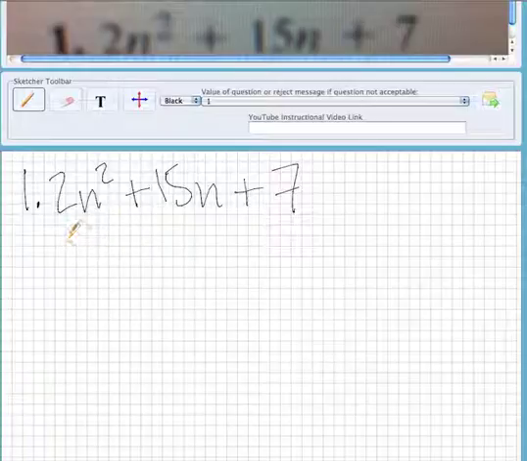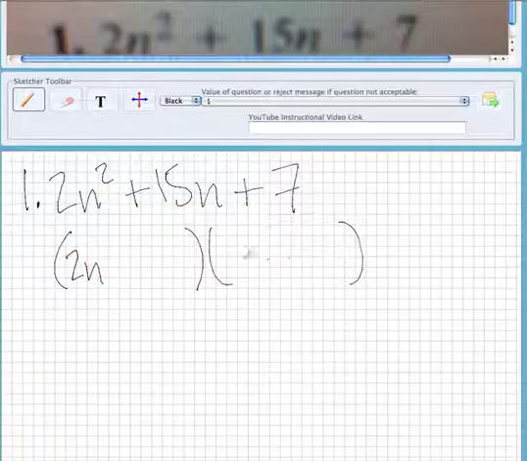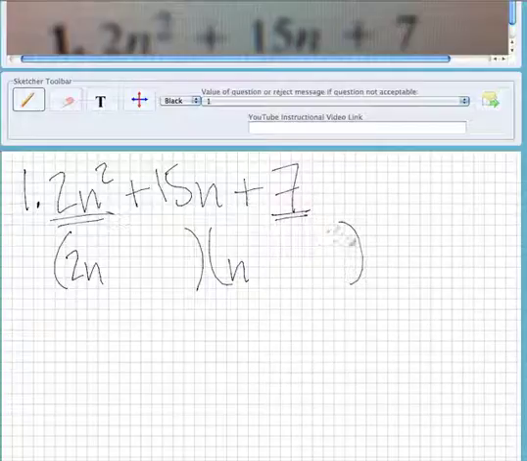So what I do here, I get the two parentheses that are two factors and find the two numbers that multiply to 2n squared. And the only two numbers are 2n times n equals 2n squared. All right? And then I find the two numbers that multiply to 7. So that's 7 and 1. Since these are both positive, I know that these are going to be positive.